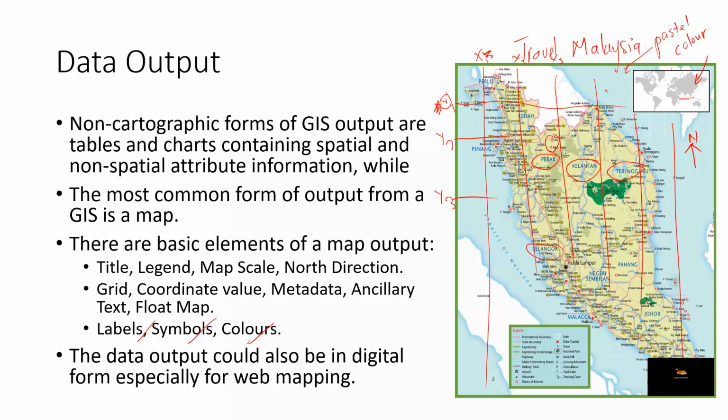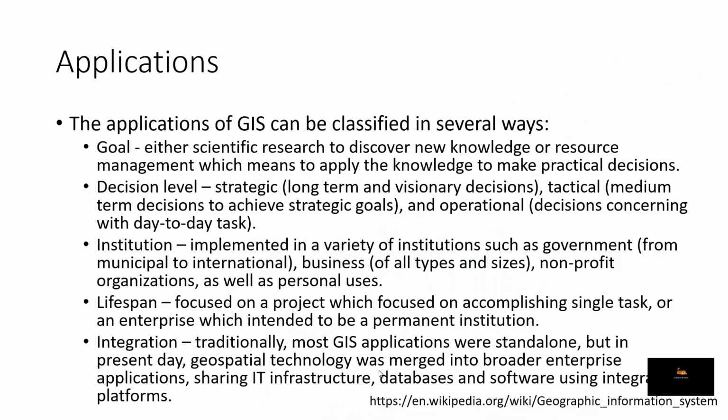Okay. The data output, the last point, the data output could also be in digital form, especially for web mapping. If you search for Google Maps, that is actually in the form of web mapping. The last one is the applications.